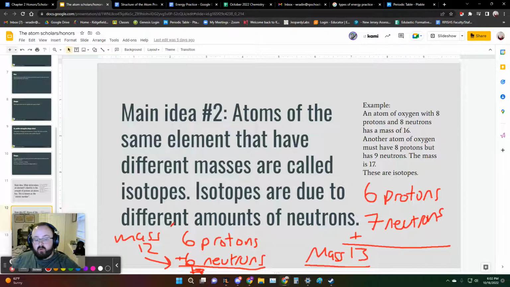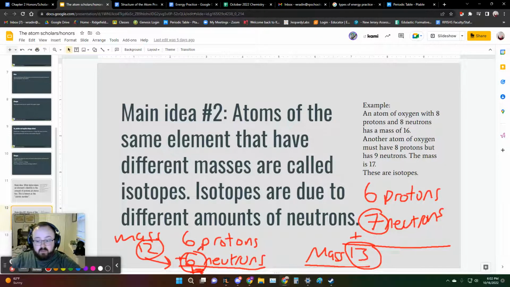Our mass is equal to 12. So they are the same element, but their mass is different. 13, 12. They have different masses. And the reason is because of the amount of neutrons. 7 neutrons here, 6 neutrons here. So what you need to remember about isotopes, they are the same element, so they have the same amount of protons, but they have a different amount of neutrons, which is why their mass is different.